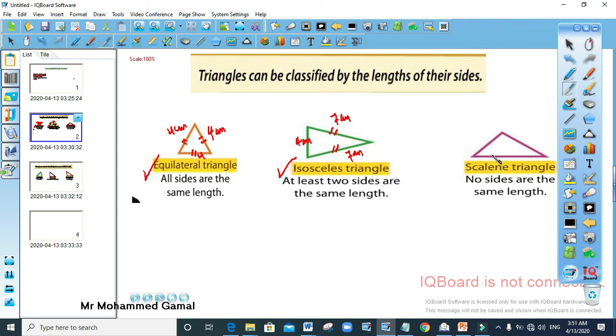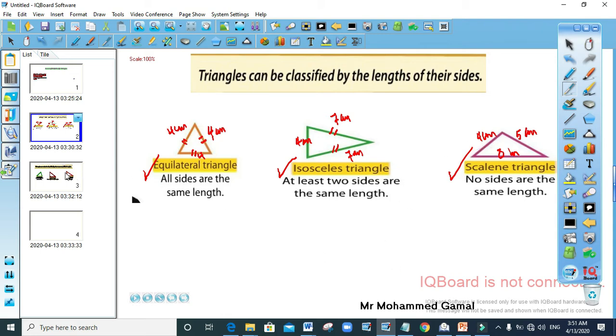The last one, where all of them are different, is a scalene triangle. For example, here we have 4 centimeters, here 5 centimeters, and here 8 centimeters. So all of them are different. In this case, it's called a scalene triangle.